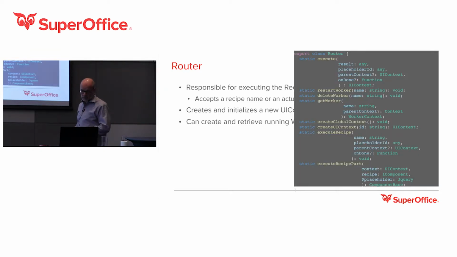So this is the typing from the router. So you can see we have the execute recipe. There you give in the name of the recipe, you give in the placeholder, the DOM ID of where you want this recipe to render. And after it's done, you have this callback function, then you can do magic stuff once it's initialized.